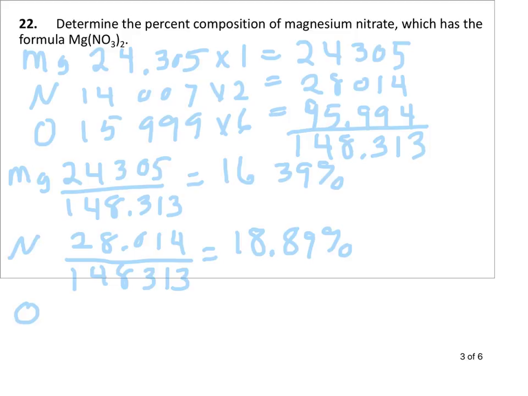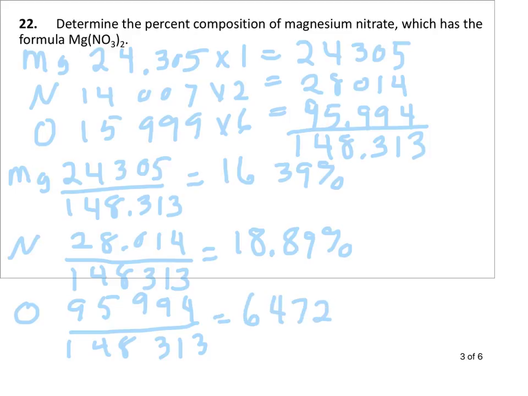And then oxygen, our part was 95.994 divided by our whole, 148.313. Divide, move our decimal twice, or multiply by 100, and we get 64.72% oxygen, 18.89% nitrogen, and 16.39% magnesium. Our little check: add these up. This time we get exactly 100. Yours should be close to 100, within a tenth or a couple hundredths, something like that. We're okay.